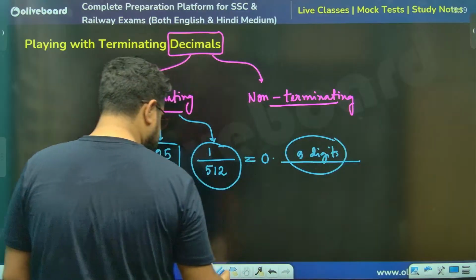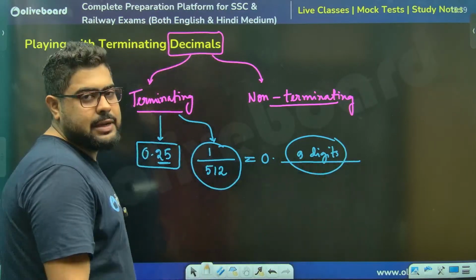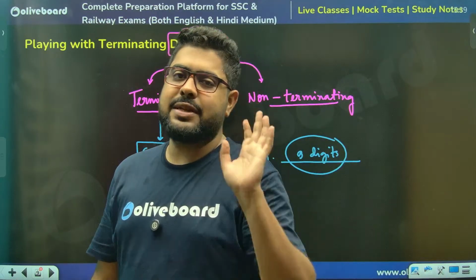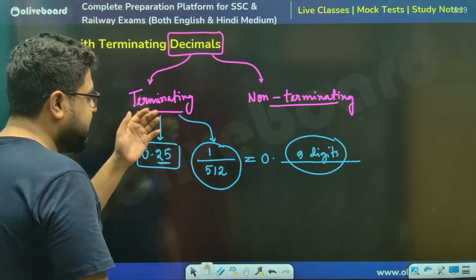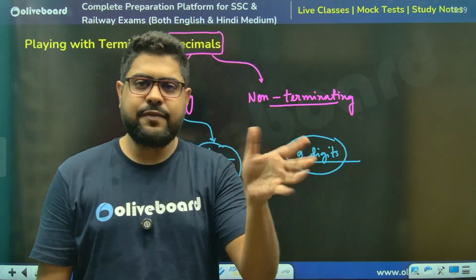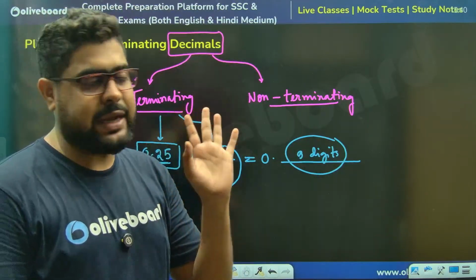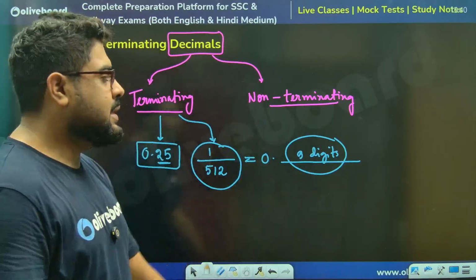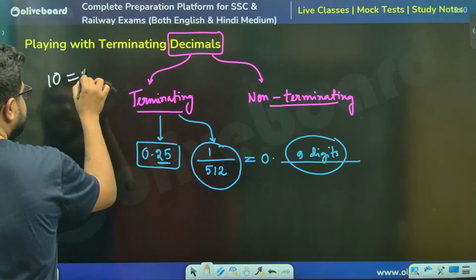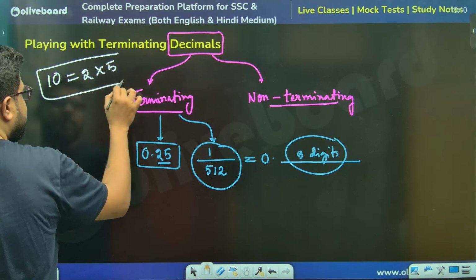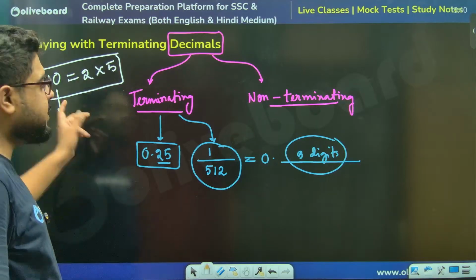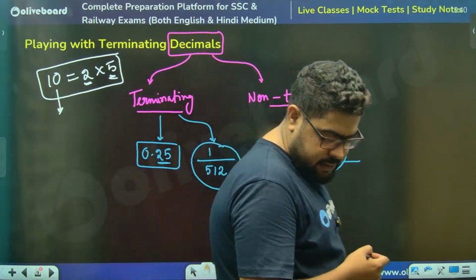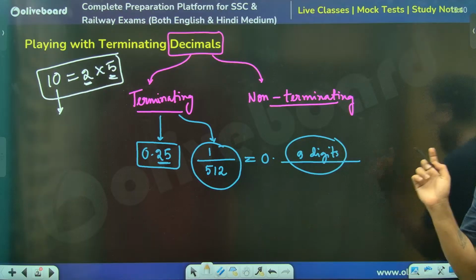Now understand why. The decimal can shift towards left or right based on only one number, and that number is called 10. If we are dividing by 10, it will shift. If we are dividing by something else, it will not shift. So the shifting happens only because of the number of tens. And 10 means 2 into 5, so 10 constitutes 2 and 5. Sagar, no brother, not 6, 9 is the answer.